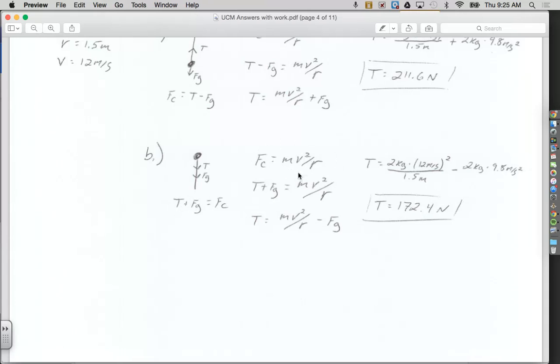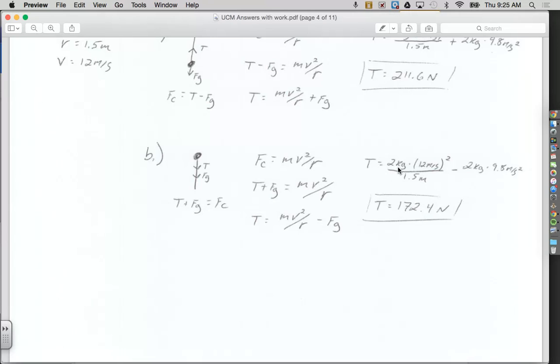The equation I pick is the same. Centripetal force is m v squared over r. But now centripetal force is tension plus gravity, not tension minus gravity. So again, I'm going to solve for the tension. So I just subtract gravity to the other side this time. So it's minus force of gravity. And I get m v squared over r minus force of gravity.